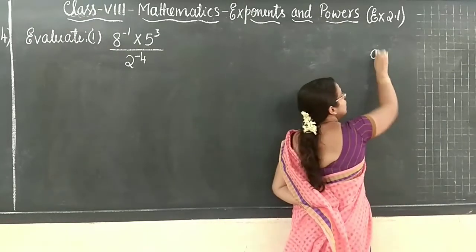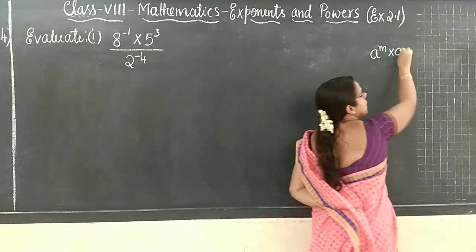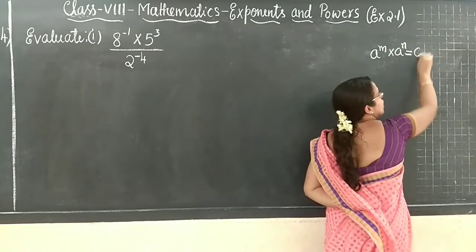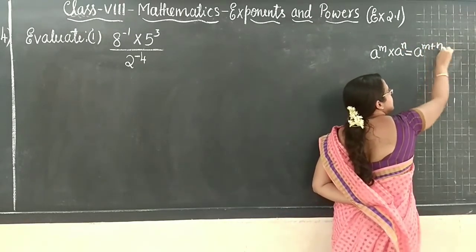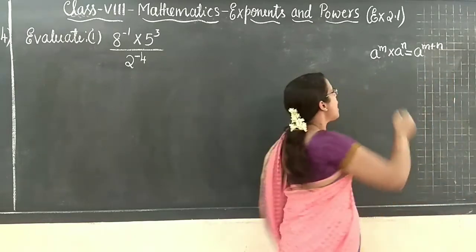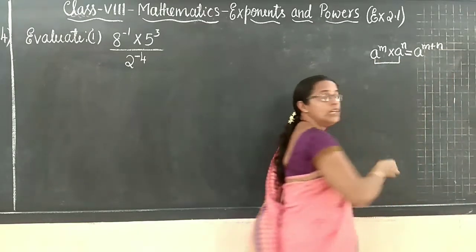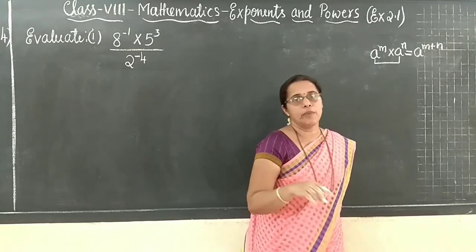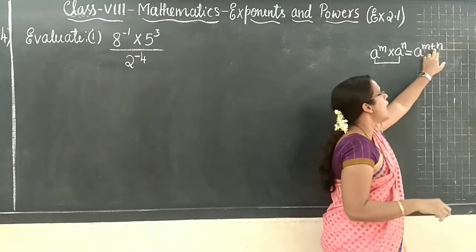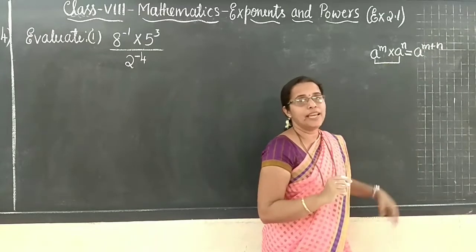That is a to the power m into a to the power n is equal to a to the power m plus n. When the bases are the same, a is the base, right? When the bases are the same, then you have to add the powers in the case of multiplication.